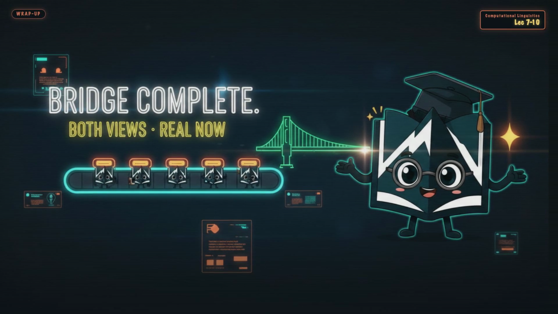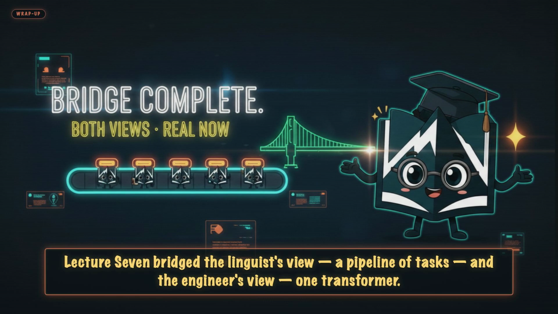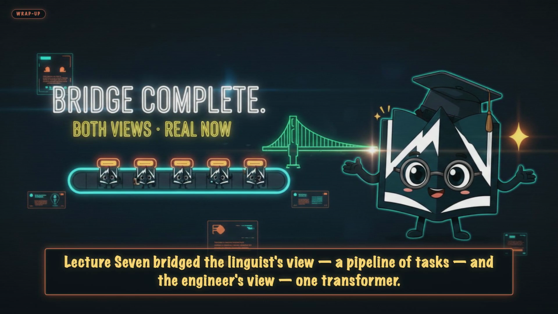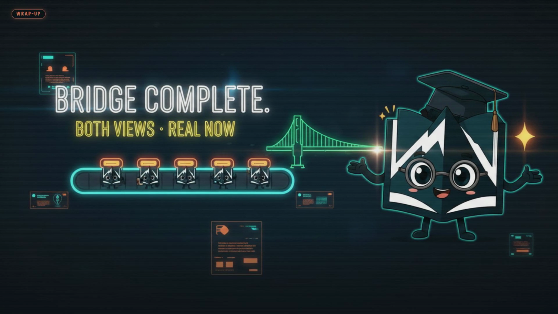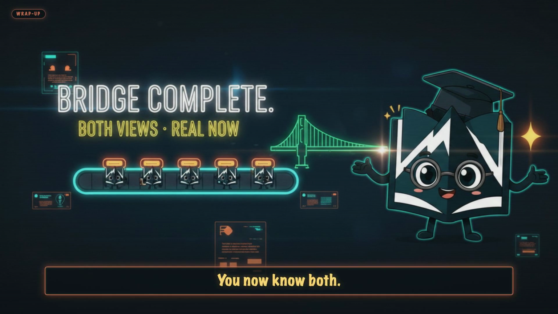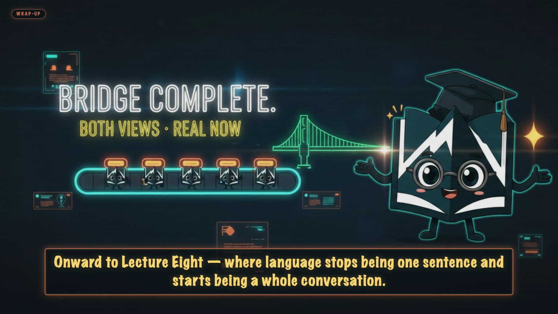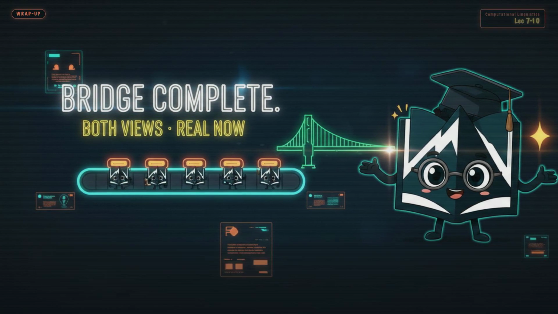Back to the puzzle. Lecture 7 bridged the linguist's view, a pipeline of tasks, and the engineer's view, one transformer. Both true. The pipeline is the shape of language. The transformer is how we compute over it. You now know both. Onward to Lecture 8, where language stops being one sentence and starts being a whole conversation.